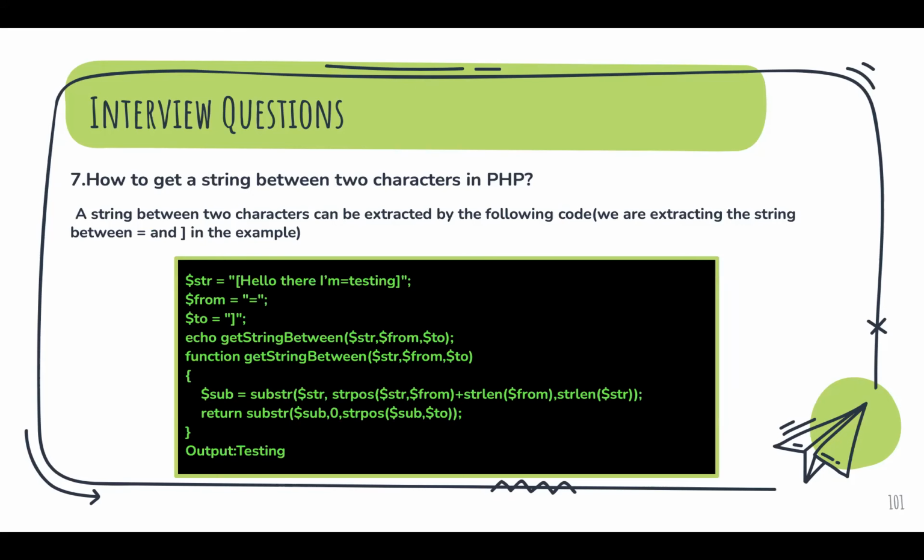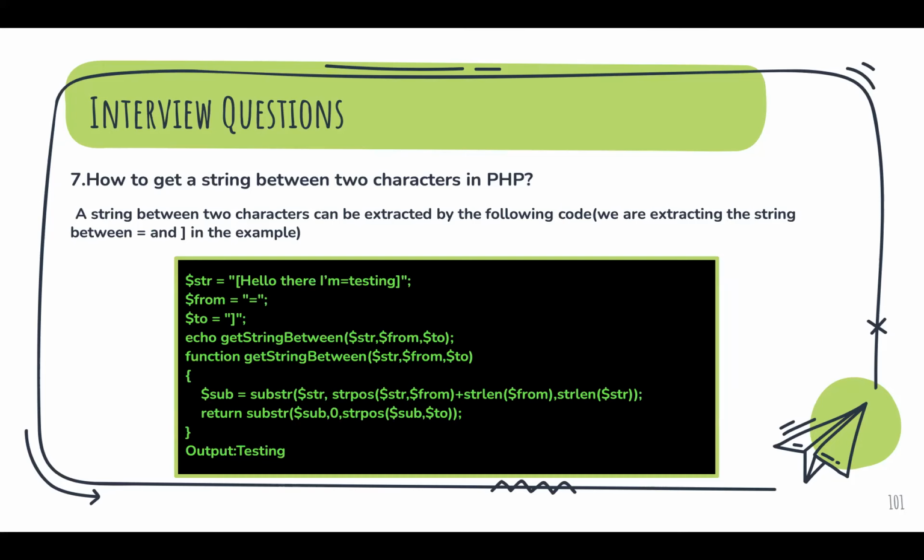How to get a string between 2 characters in PHP. A string between 2 characters in PHP can be extracted by the following code. Suppose we want to extract a string between the equals sign and the square bracket in the given example. The given variable defined is "hello there, I am equal to testing." So you want the string between the equals sign and the ending square bracket, which is testing.